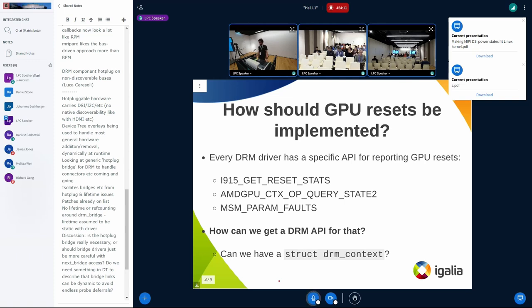Every DRM driver has an API for that. We have one for Intel, one for AMD, one for MSM. So my first question of my presentation is, how can we get a DRM API for that? Because one thing that gets in the way here is that GPU resets are linked to contexts, and every DRM driver has its own context implementation. So my first question is, does it make sense to have something like a structured DRM context to help with that?